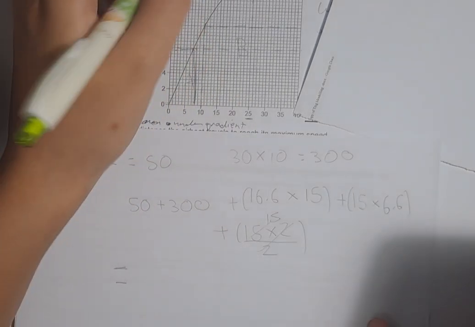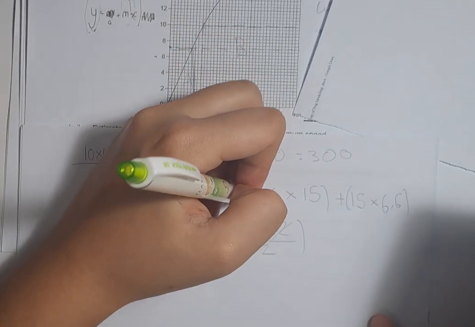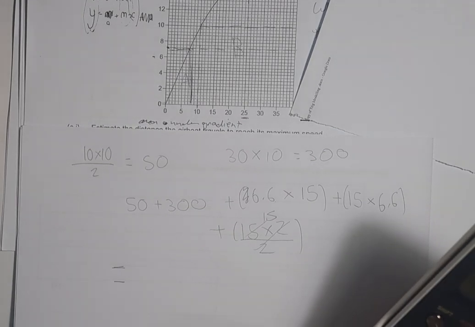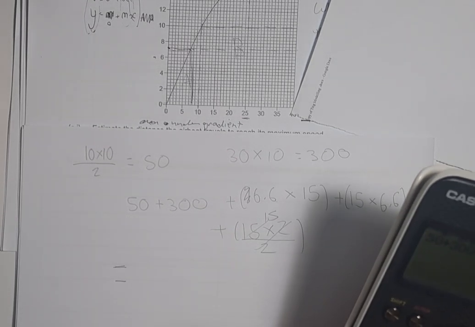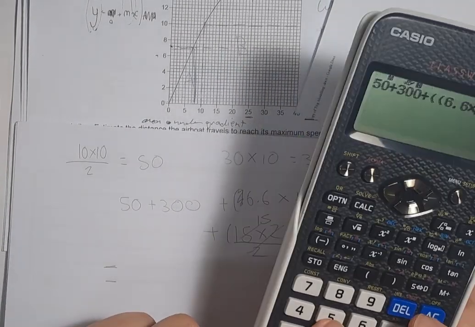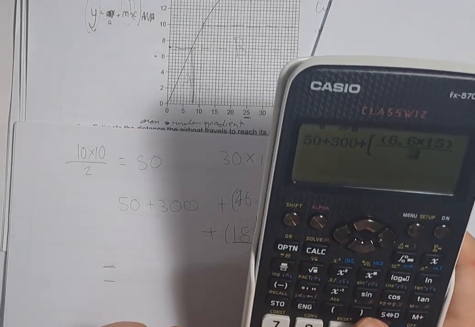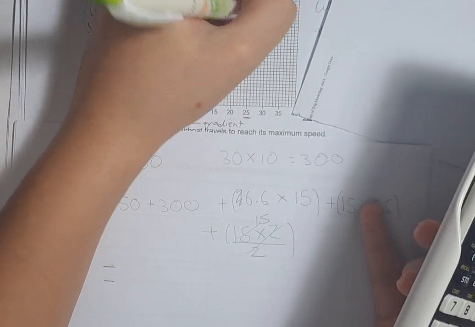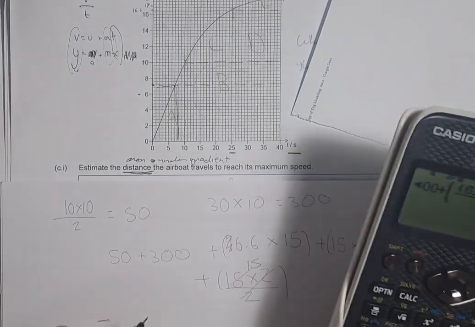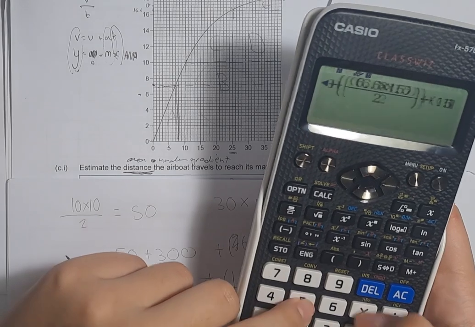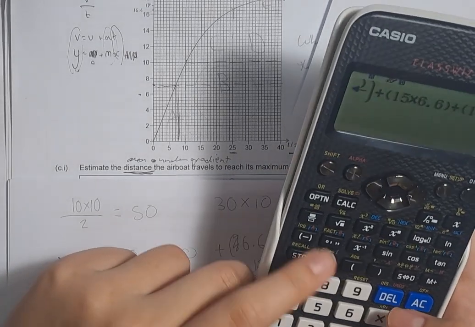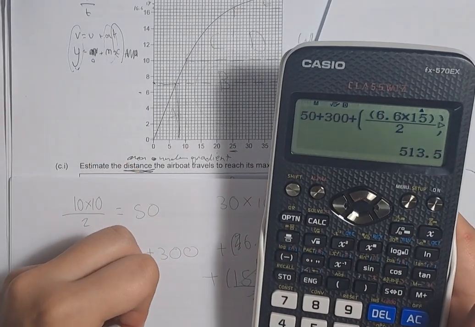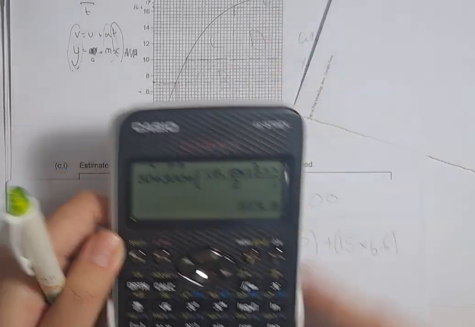Wait, not 16, this is 6. 6 times 15 plus, oh, this one is divided by 2. 6.6 times 15 divided by 2 plus, this is B, C, D, E. Then 15 times 6.6 plus 15, just 15, which gives roughly 153.5 meters.